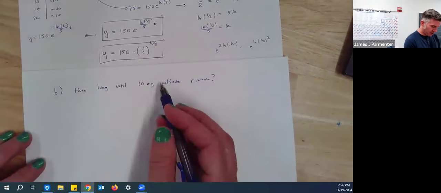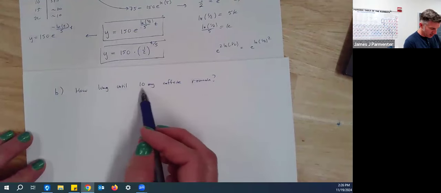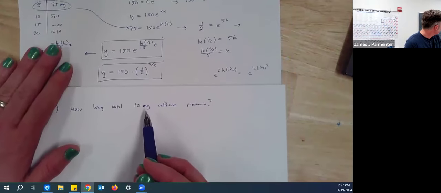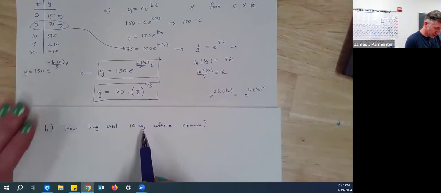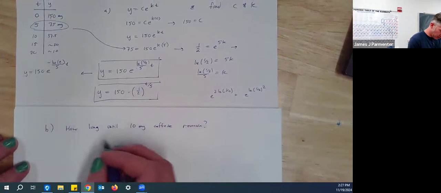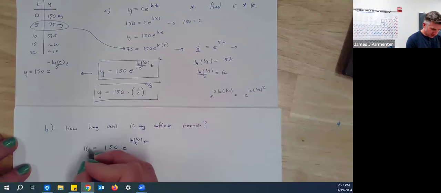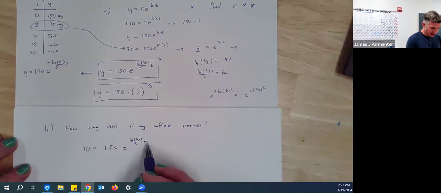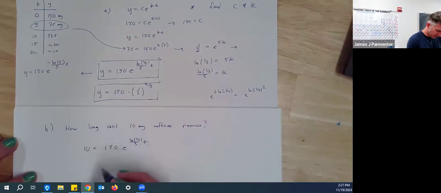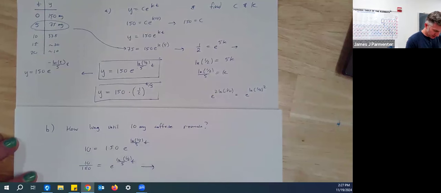All right, so the way to solve this is to set your value of the number of milligrams, which is y, equal to 10. So we're going to do 10 equal to 150 e to the natural log of 1/2 over 5 times t. Whenever you're solving an equation like this, for time or for k, you always have to divide by this coefficient first. The first step is to divide both sides by 150. You get 10 over 150 equal to e to the natural log of 1/2 over 5 times t. Then we take the natural log of both sides, and we also simplify 10 over 150 as 1/15.